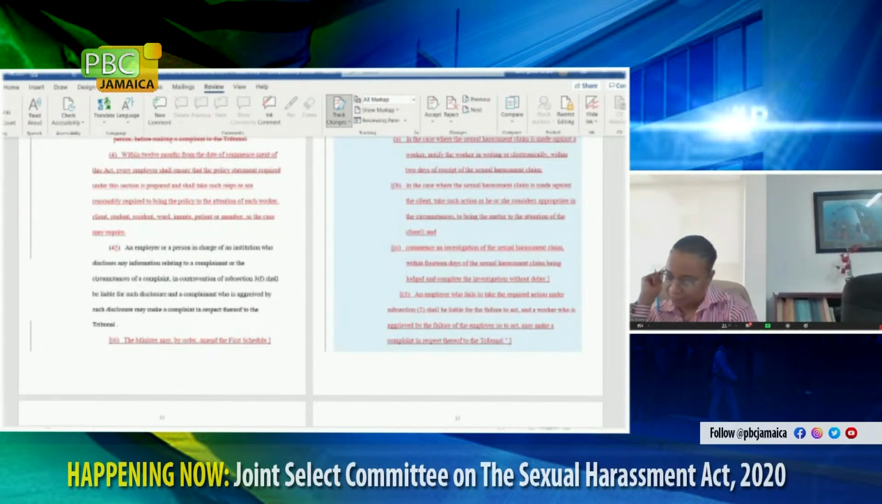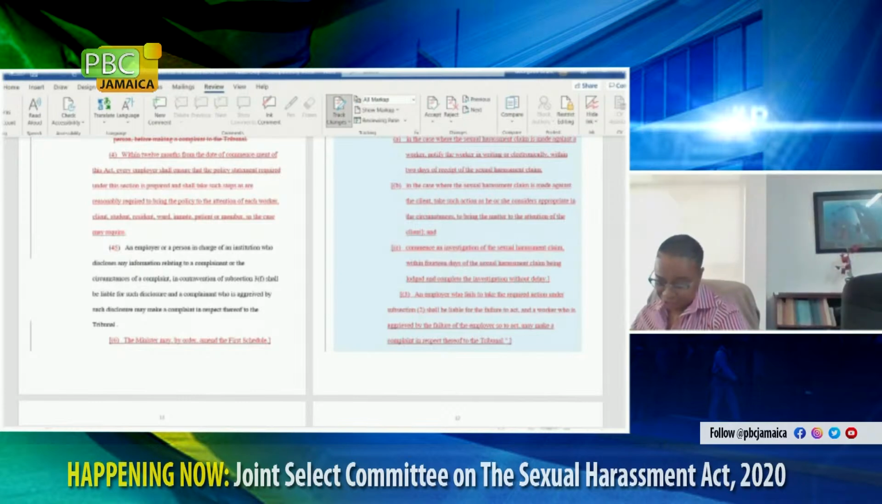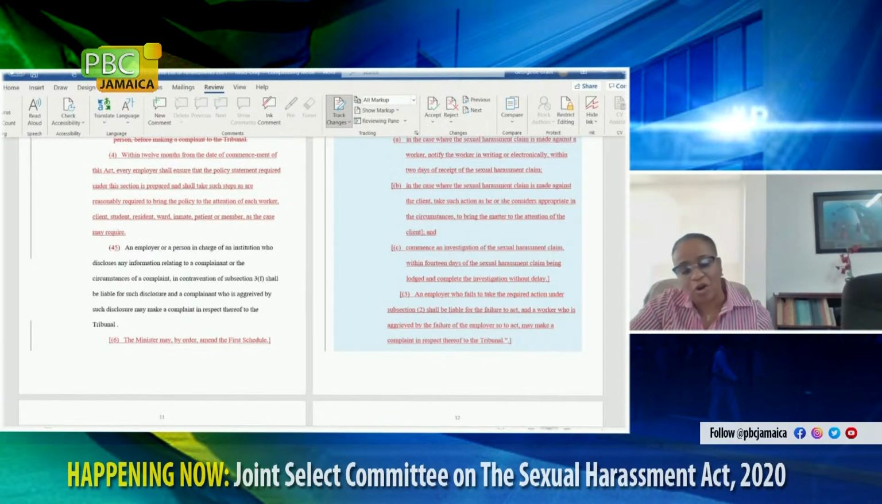Chair, I'm seeing something that I left out there. It should read, because it's not just the employer, it should be every employer and person who is in charge of an institution. So after employer, Chair, on page 3 of the list of amendments, it should read every employer and person in charge of an institution. Every employer and? After the word employer in the new subclause 4, it should read every employer and person in charge of an institution shall ensure that the policy statement under this section is prepared and take such steps as are required to bring the policy to the attention of each worker, client, student, resident, ward, inmate, patient, or member as the case may require.